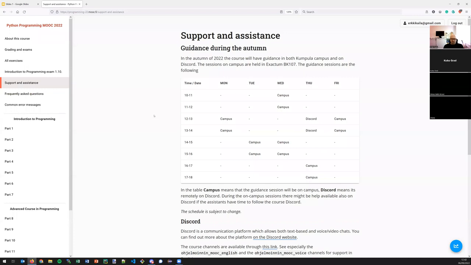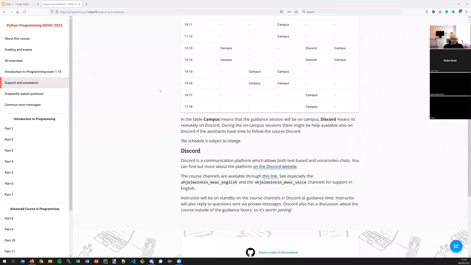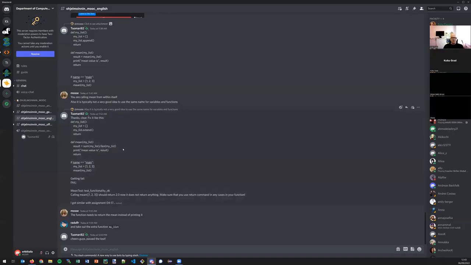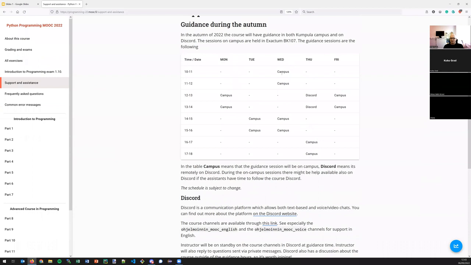The Discord, I can also show it to you. There's a link for that in the material. Well, here, for example. It looks basically like this. If you've used it before, then you know how it goes. If you haven't, you can just write any message in here. So if you're having a problem with any of the exercises, just ask your question here. And then there are some specific times when there are instructors available. Even on campus times, there's usually an instructor in Discord as well, if it's not too crowded in the classroom. But then there's also specific Discord time.